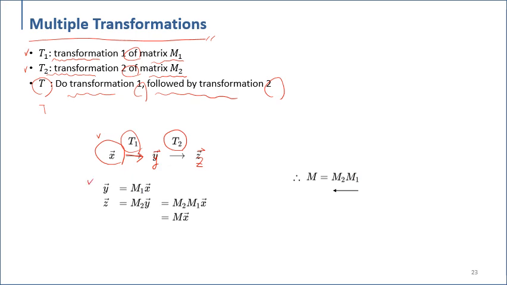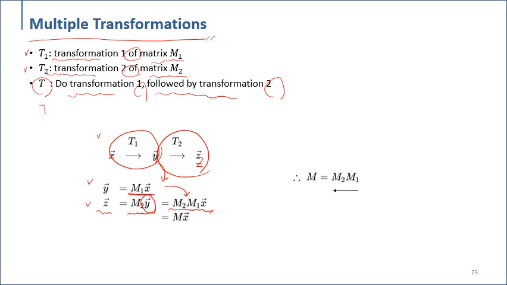So let me rewrite this step by step. Here, from the first step, we can see that we can rewrite this as y vector is equal to m1 times x, right? And from the second step, g vector is also equal to m2 y. And here we know that y is equal to m1 x. So by rewriting this, g vector is equal to m2 m1 x. So this m2 multiplied by m1 can be rewritten as m.